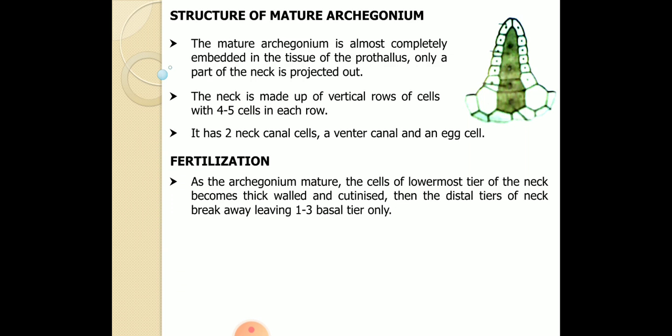The next one is the female reproductive structure, the archegonia. The archegonium is completely embedded in the tissue of the prothallus.